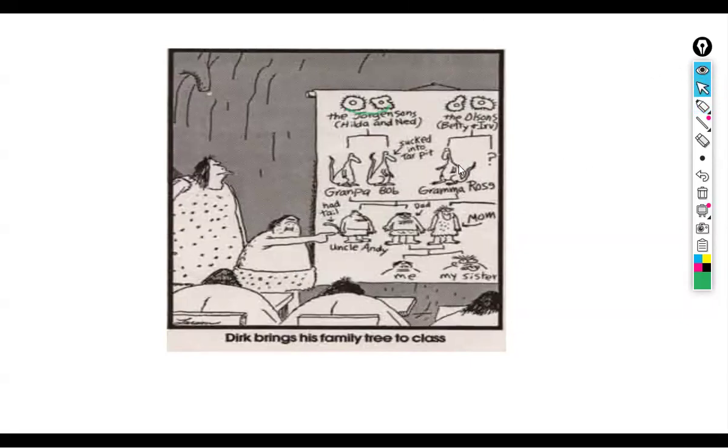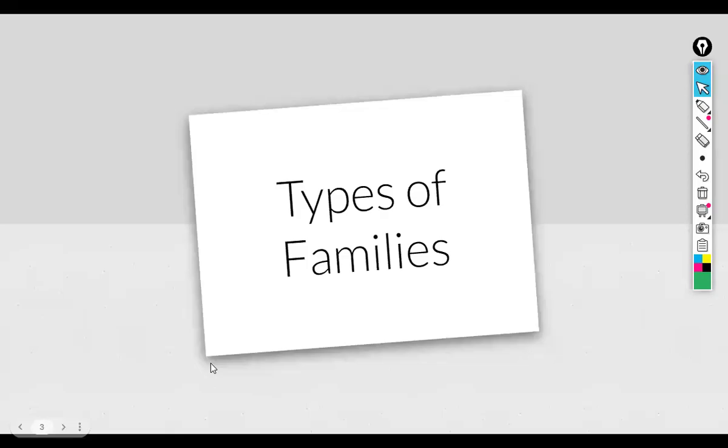What type of family structures are we seeing on the family tree? What type of family is the dad and the mom and Dirk and his sister? What type of family are they? Two parents and children alone? Nuclear. Good. All right. So types of families is our topic. If you didn't notice as yet, please note it now.